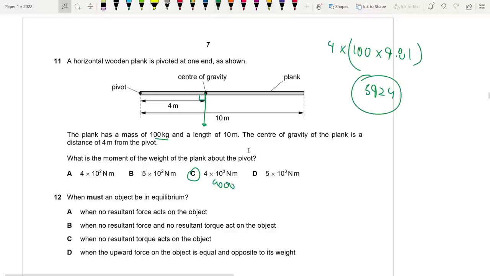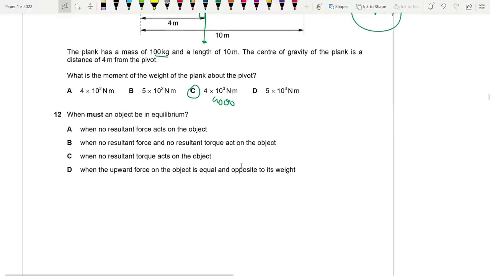It seems too easy actually. When must an object be in equilibrium? Net force and net torque must be equal to zero. I always tell this to my students. When no resultant force and no resultant torque acts on the object. So 12 needs to be B. These are the conditions, okay?